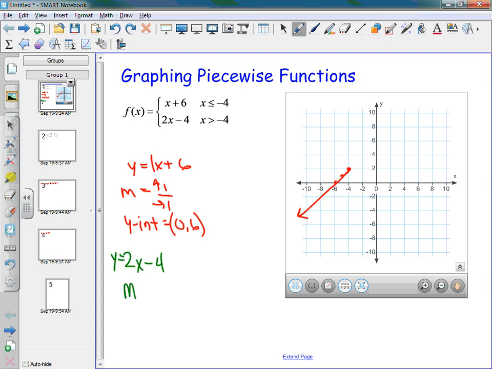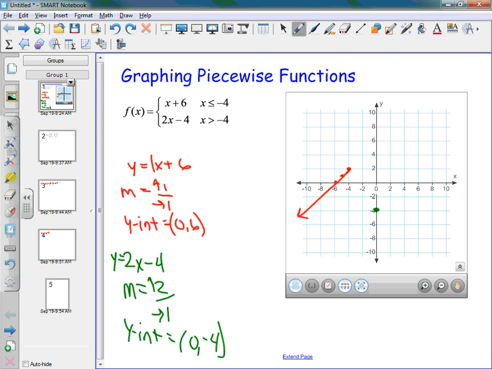So what's my slope? 2. My slope is 2 over 1, which means I'm going to go up 2 units and to the right 1. And what's my y-intercept? Negative. Give me a point, please. 0, negative 4. Thank you. So now I'm going to start at the point 0, negative 4, which is right there.